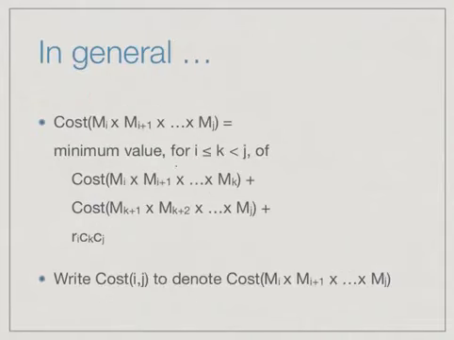So in general, if we have a segment from Mi to Mj, then we want the smallest value among all the values of k from i to j minus 1. We want the minimum cost which occurs from computing the cost of Mi to Mk and Mk plus 1 to Mj, and the cost of this final multiplication, which is Ri into Ck into Cj. This quantity we will write as cost ij. Cost ij is the cost of computing the segment from Mi to Mj, which involves picking the best k. We use the same recursive inductive definition, choose the best k.